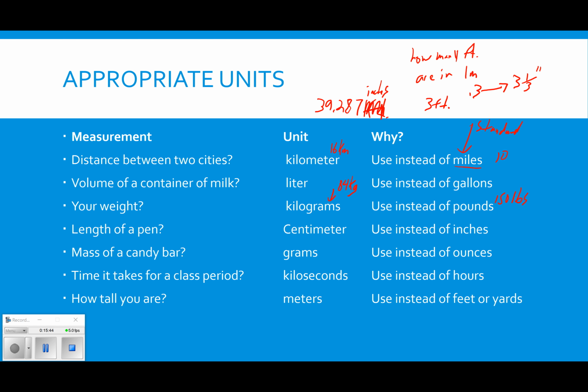Length of a pen, centimeter is appropriate to use instead of inches, so they're kind of on a similar scale. Mass of a candy bar would use grams instead of ounces, and oftentimes if you look at a candy bar package, it'll give you different weights of measure on there. Sometimes some in the metric, sometimes some in the standard. Time it takes for a class period, kiloseconds we would use instead of hours. Or how tall we are, we would use meters instead of feet or yards. We're looking at something like 1.6 meters compared to 5.5 feet.